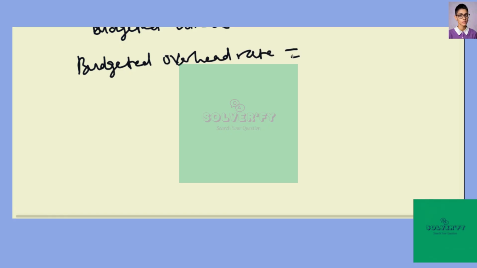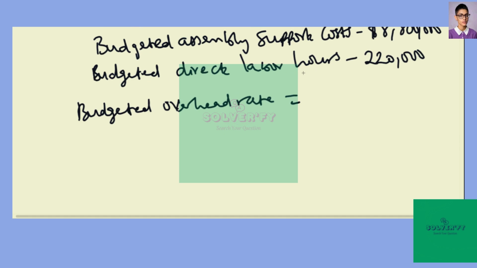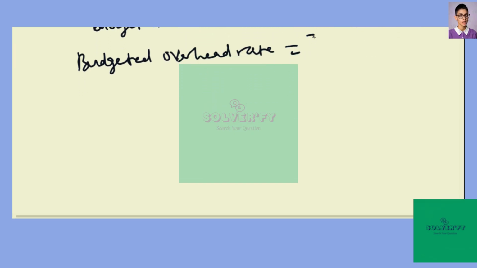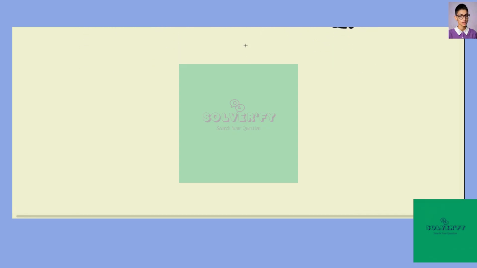So therefore the budgeted overhead rate will be the budgeted total overhead cost divided by the budgeted cost drivers. So that is 8,800,000 divided by 220,000. And this is $40 per hour.